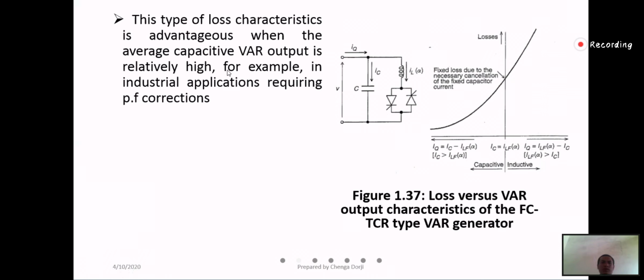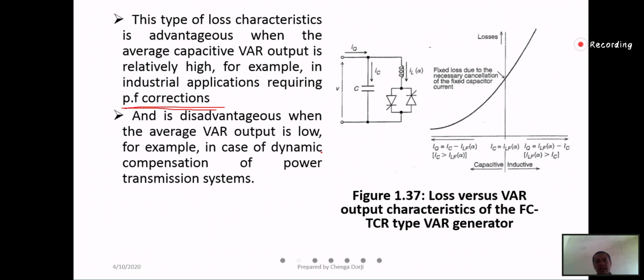Now this type of loss characteristic is an advantage when the average capacitive VAR output is relatively high. So this type of characteristic is important, especially for power factor correction. Then it is a disadvantage for dynamic compensation. If you want dynamic power compensation, this will be a disadvantage because the average VAR output is very low from here.